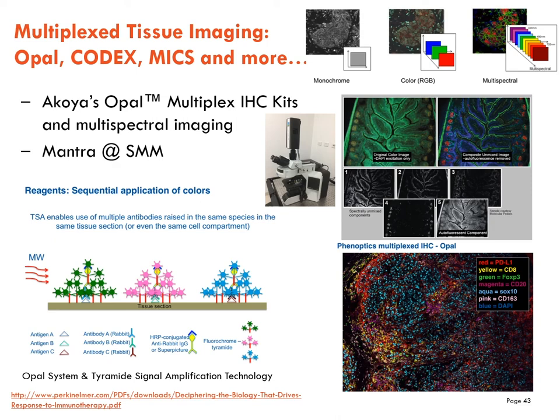And then you can use multispectral imaging with a different detector to separate those 7 colors. In this method, you can even get rid of autofluorescence on the FFPE slides. We have one system called Mantra at SMM, which is for multispectral imaging. The OPAL system and the multispectral imaging were originally developed by PerkinElmer and then sold to Akoya.